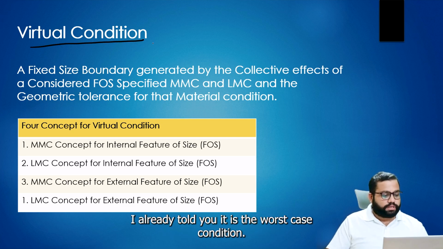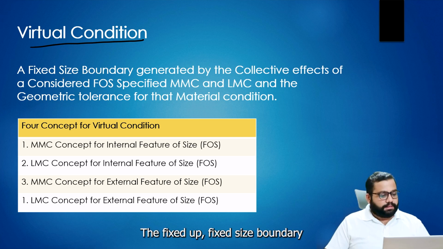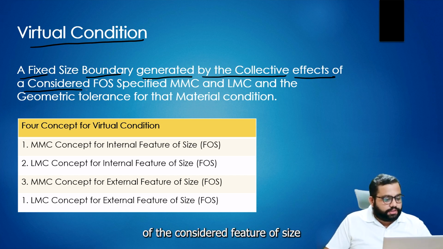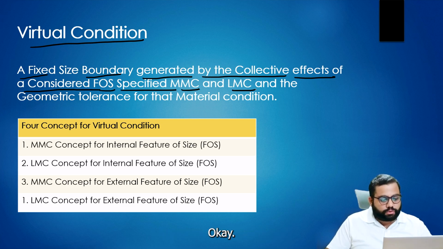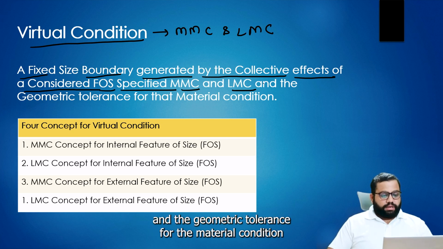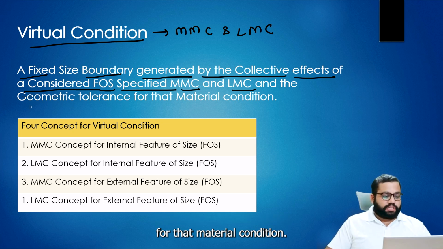I've already told you, it is the worst case condition. A fixed size boundary generated by the collective effect of the considered feature of size specified at MMC and LMC. So virtual condition we calculate for MMC condition and LMC condition, and the geometric tolerance for that material condition.